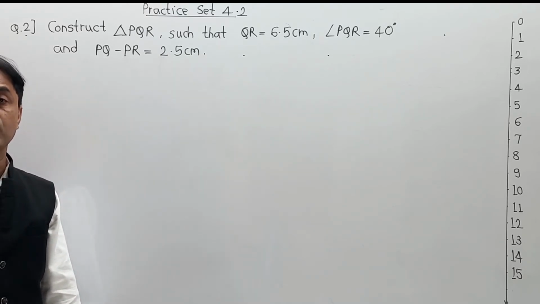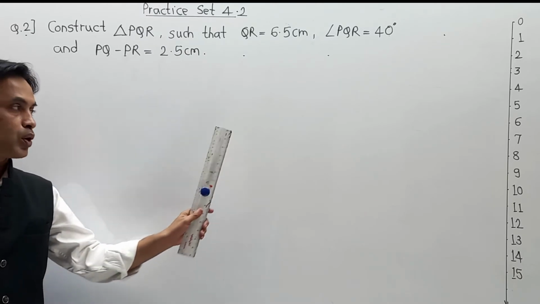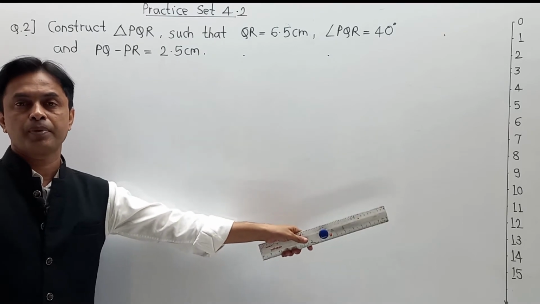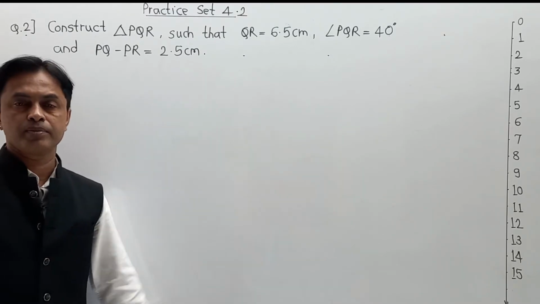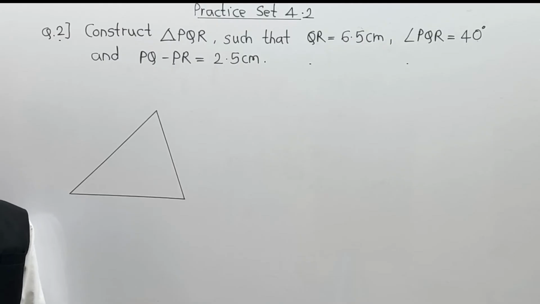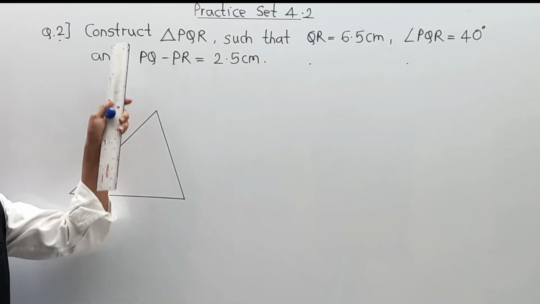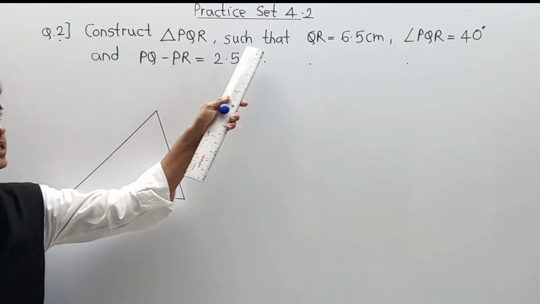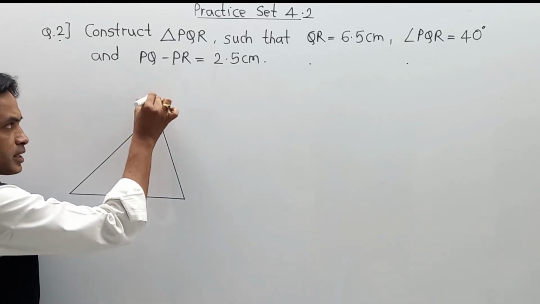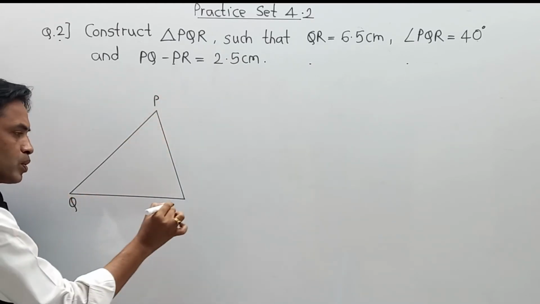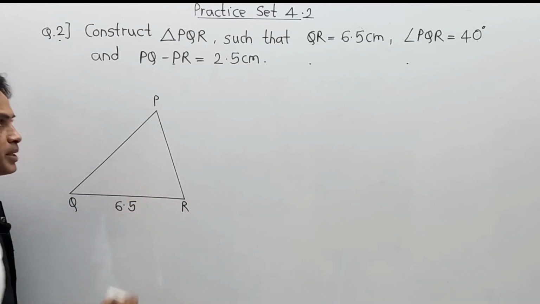First of all I am going to draw a rough diagram, and after the rough diagram I am going to show you the actual construction. So please pay attention. I have drawn a rough diagram for your understanding. Construct triangle PQR such that QR is 6.5 centimeter. Let us say this is a rough diagram of PQR where its base QR is 6.5 centimeter.